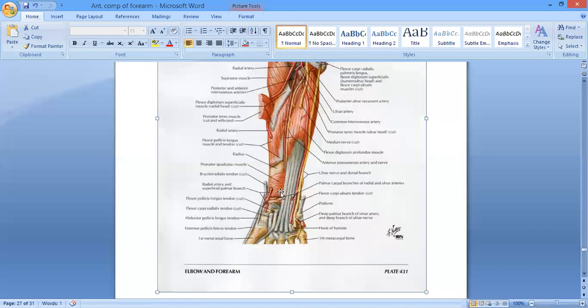Okay, now the structures other than these muscles: we have 2 arteries, the radial artery and the ulnar artery, and then 2 nerves, the median nerve and the ulnar nerve. So in the contents of the anterior compartment of the forearm, we have the muscles, the arteries, and the nerves. No problem, children? There are 2 arteries, right?